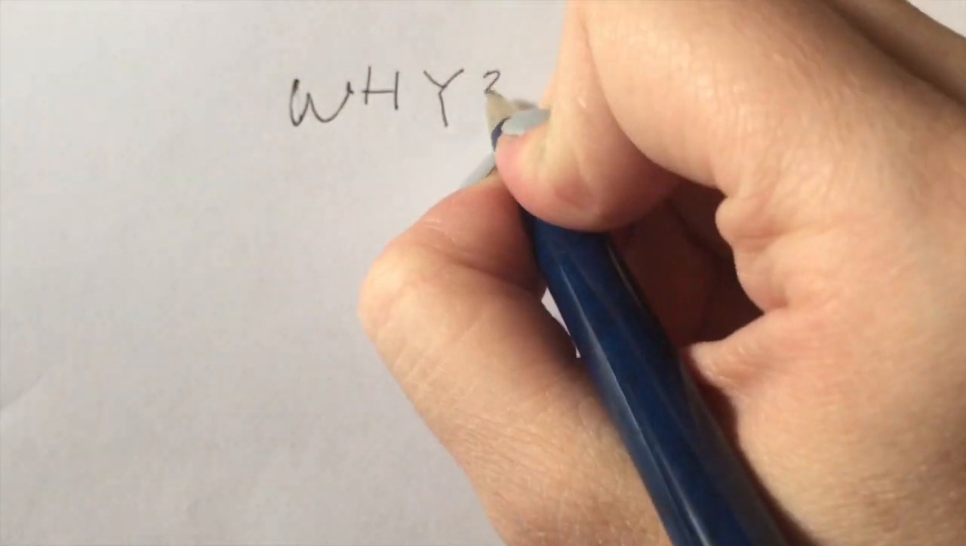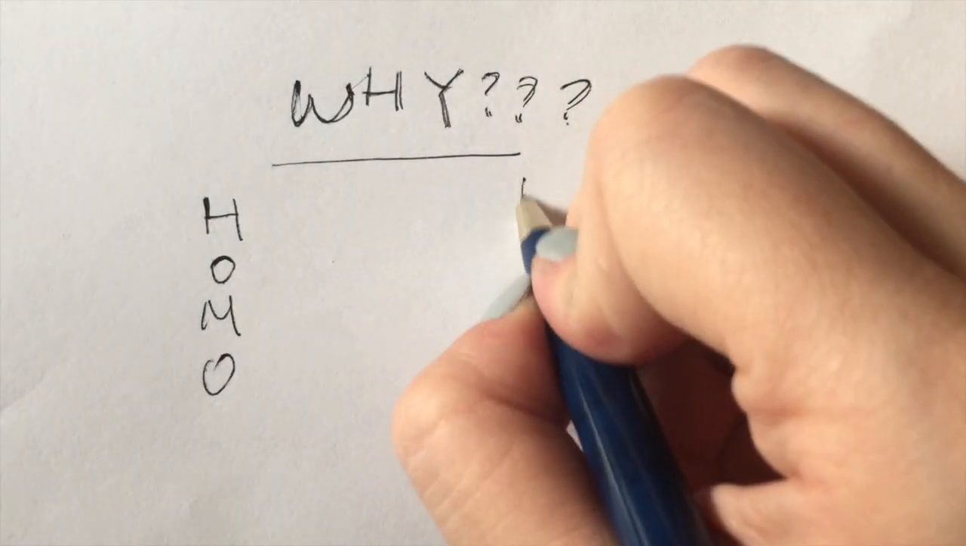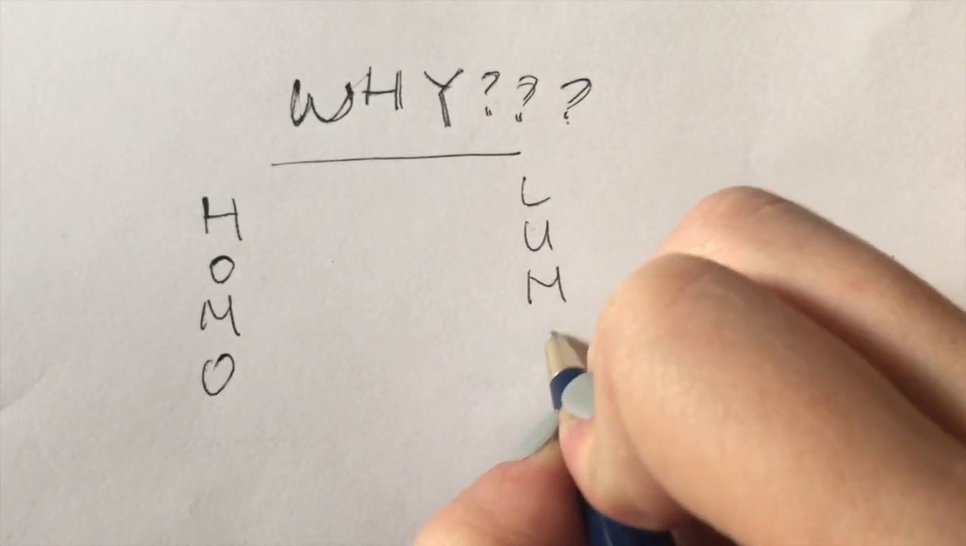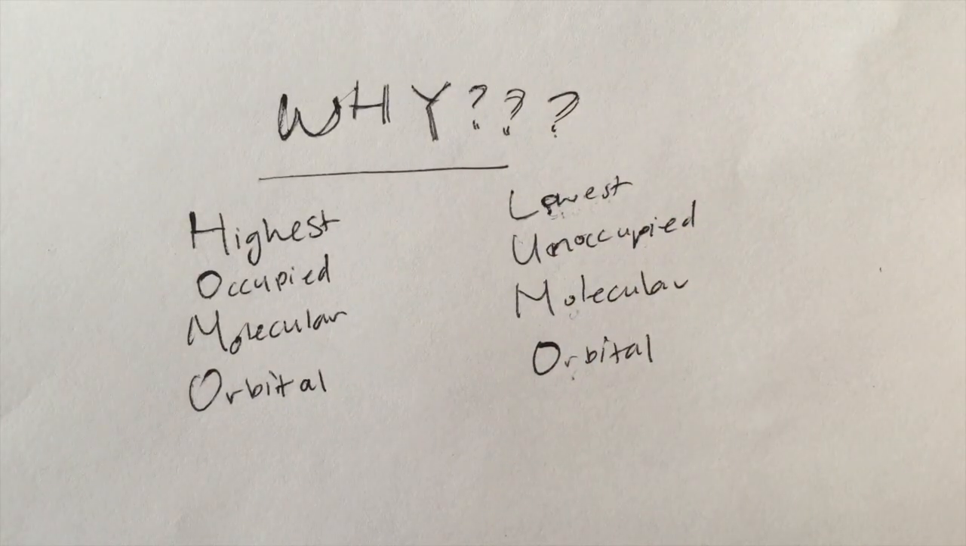So today we're going to talk about one of the biggest reasons why reactions happen the way they do, and that is because of HOMOs and LUMOs. Now you may be asking, what are HOMOs and LUMOs? Well, they are both acronyms that stand for the highest occupied molecular orbital and the lowest unoccupied molecular orbital, respectively.